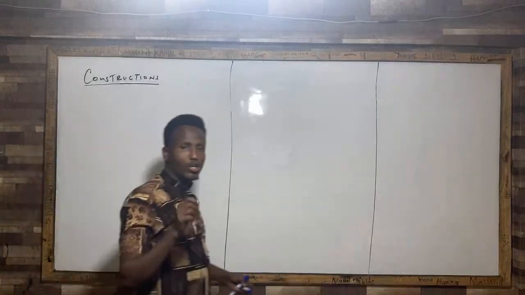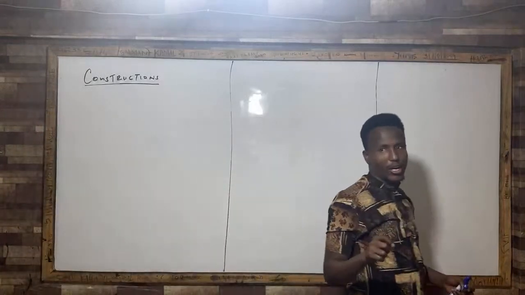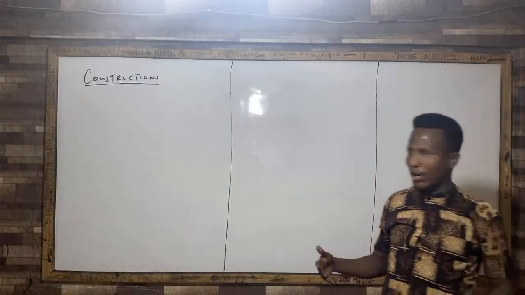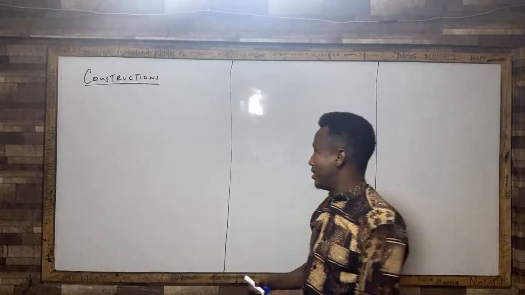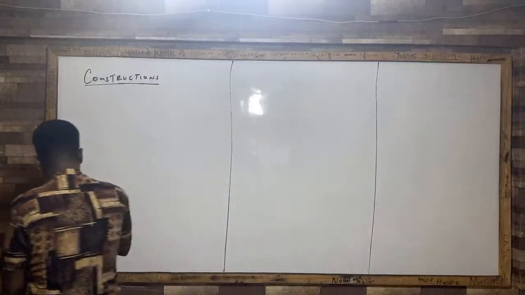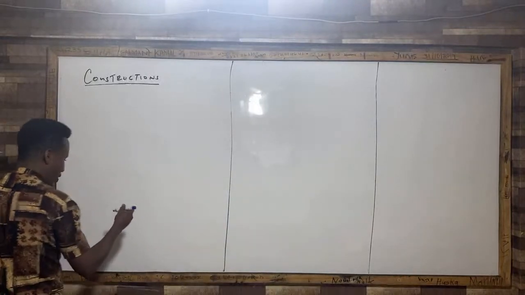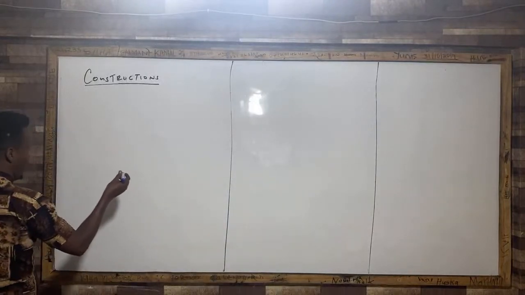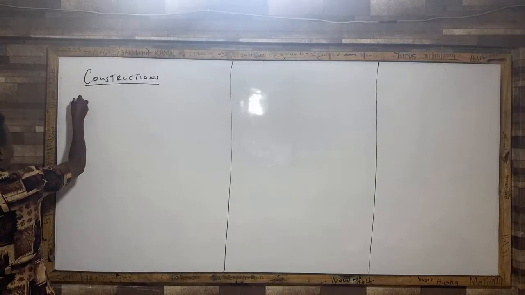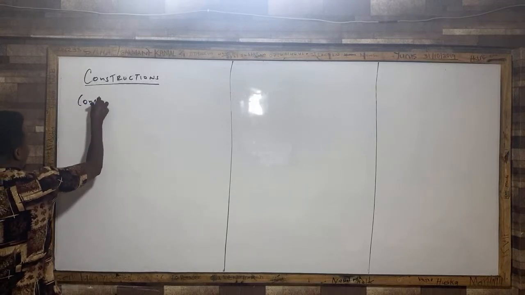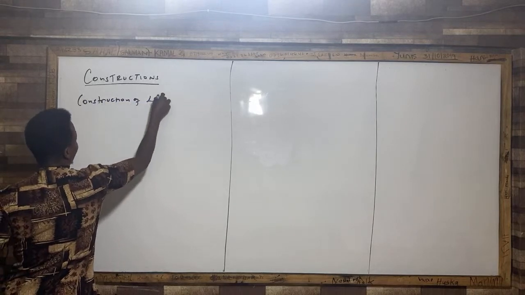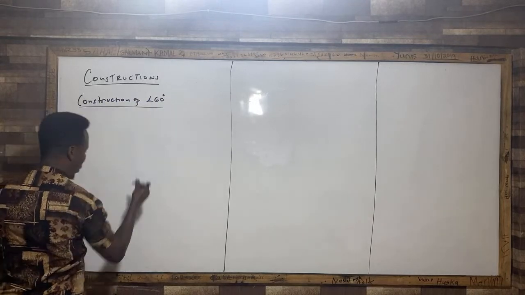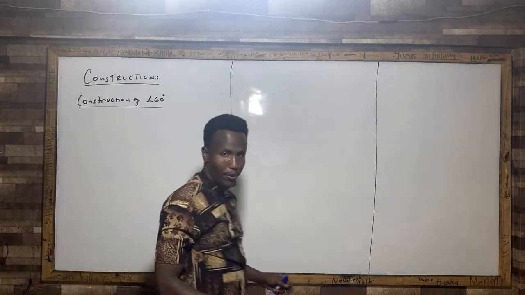Now, we are going to tackle the basic ones. What are these basic ones we're talking about? These are the angle bisectors. So what are these angle bisectors? These are angles that are constructed without using the protractor. I will start with the first one, that is construction of angle 60. I want to start from this one for your information.